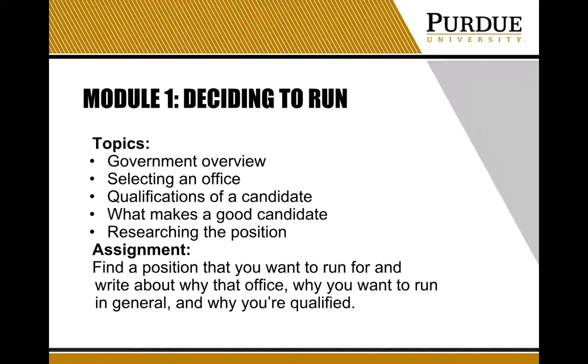The first module is going to be mostly on deciding to run, and as this is a political science class with no political science prerequisites, we're going to be including an overview of government. So this will help you select an office to run for, what makes a good candidate and the qualifications of a good candidate, as well as researching the position in terms of what they actually do once you do get elected, because that is an important thing to understand, is understanding what's realistic for you to campaign on, and what's realistic for you to promise your supporters.